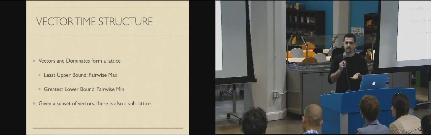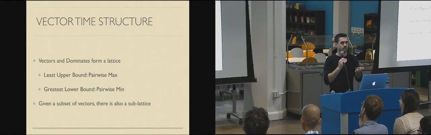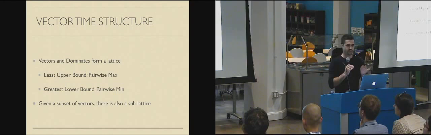And that has two operations on it, the least upper bound and the greatest lower bound. Basically, to implement those, we just use the pairwise maximum, which gives us the least upper bound on two vectors, and the pairwise minimum gives us the greatest lower bound on two vectors, or the smaller of the two, so to speak.